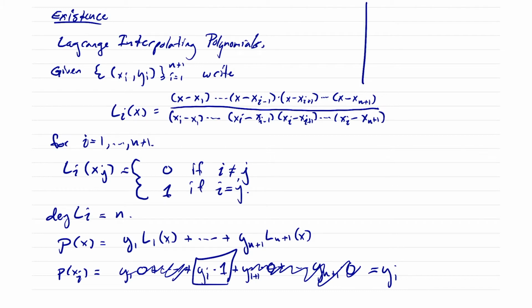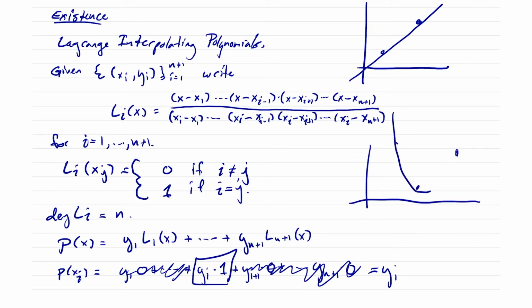Well, you can think of, say, if it was just 2 points, then we'd have a line that interpolated them. If it was 3 points, we'd end up with a parabola that interpolates those points, and 4 points, we'd end up with a cubic, and so on. And so these are the polynomials that we're making. So these are the Lagrange interpolating polynomials. Okay, so there we go. Existence is done.